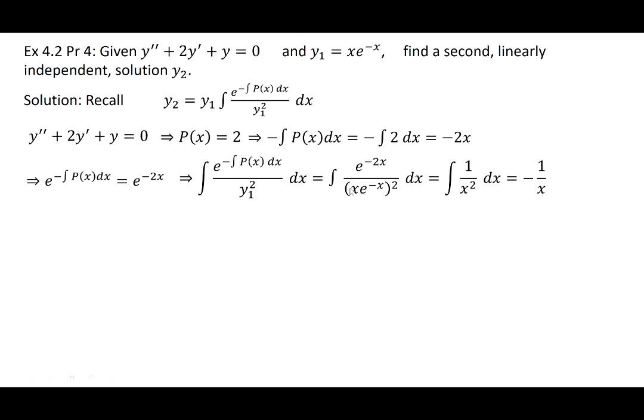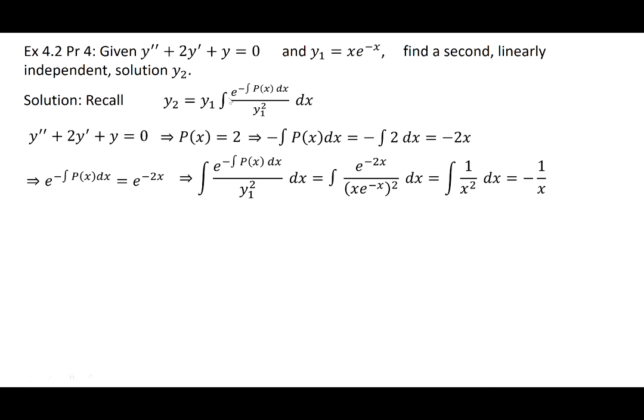Right? What would this be? Wouldn't this become x square times e to the negative 2x? Yeah. So, there's an e to the negative 2x and the e to the negative 2x there. That reduces to 1 over x square. What's the integral of 1 over x square? Negative 1 over x.